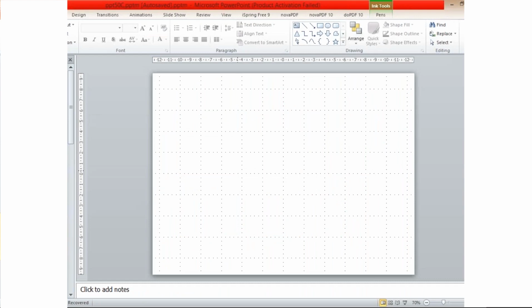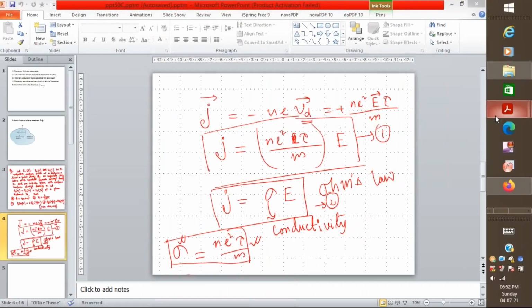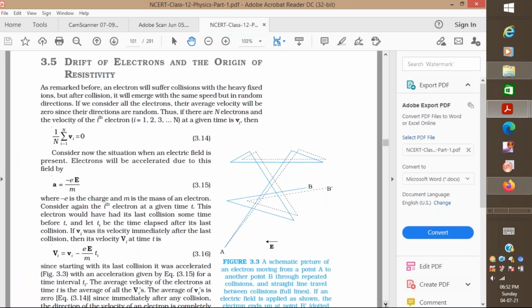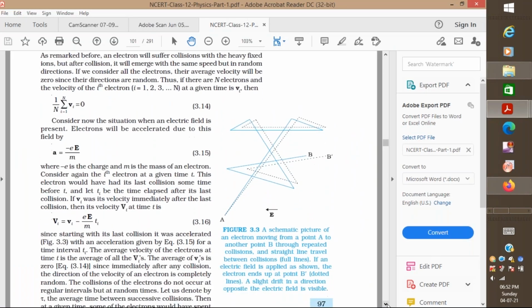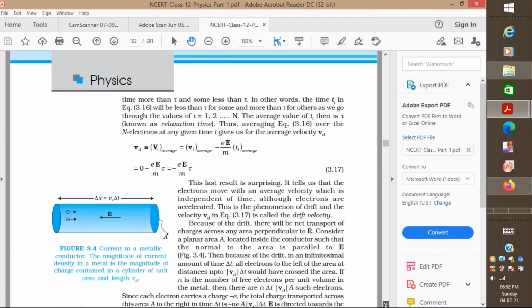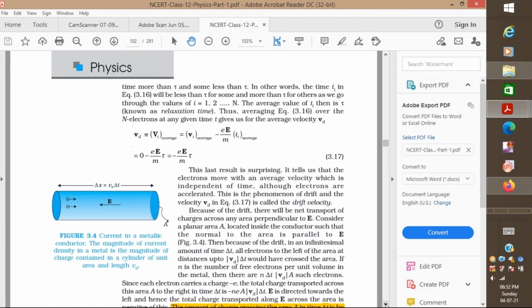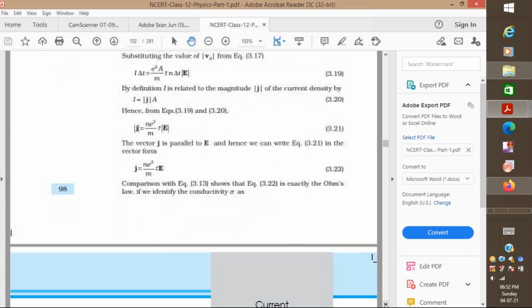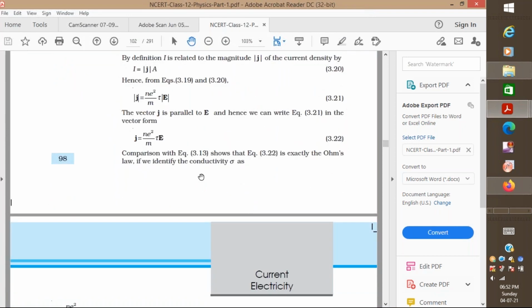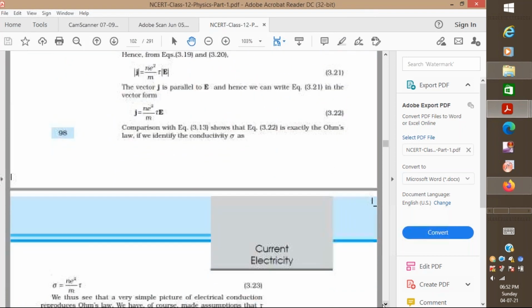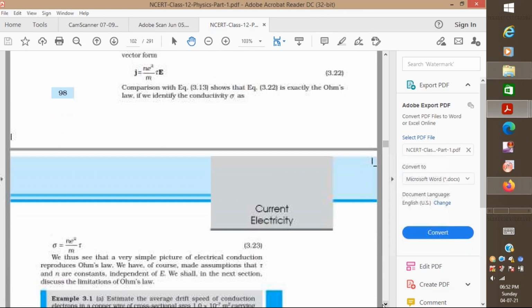So this we have already covered. Okay, so this is all the way we have derived. This is the thing we have derived now, the current density. Look, this is n e square tau by m. This is called conductivity.